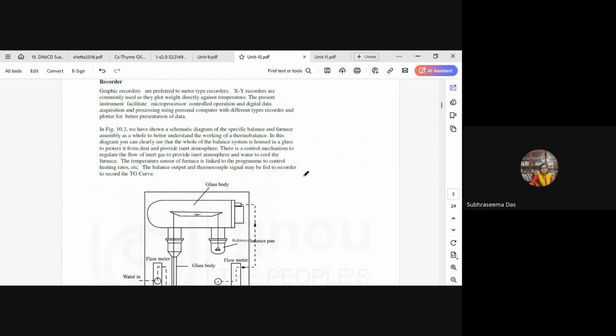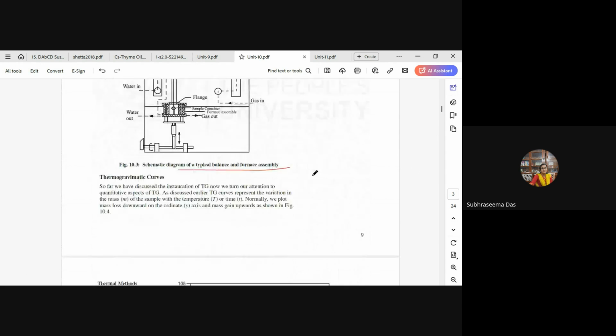So in this diagram, we can see that the whole of the balance is present inside a glass to protect it from external impurities from the atmosphere. There is a control mechanism to regulate the flow of the inert gas to provide an inert atmosphere, and water to cool the furnace. The temperature sensor of the furnace is linked to the program to control the heating rates, and the balance output and thermocouple signal may be fed to a recorder to record the TG curve.